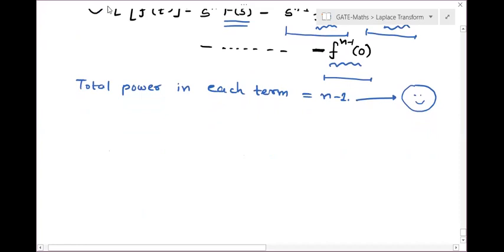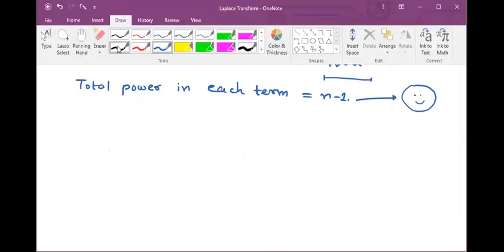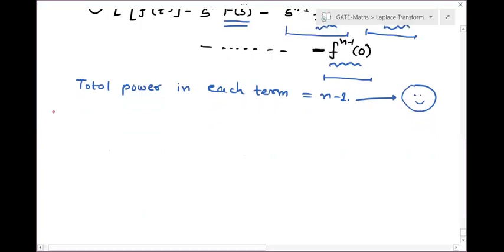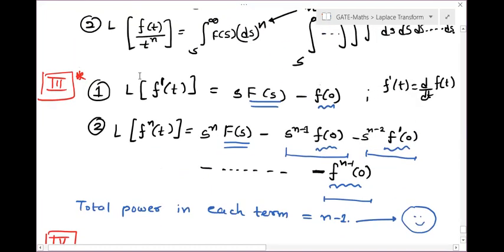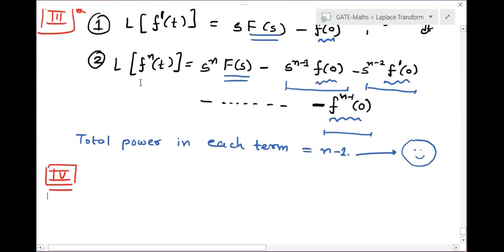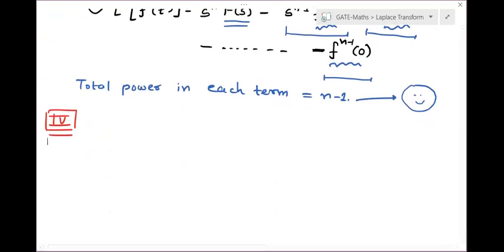Okay, fourth. So this was your property of Laplace of the differential of a function. Now the next property is Laplace of the integral of a function. Okay. Now see over here.